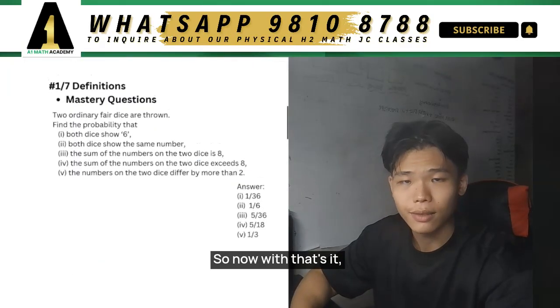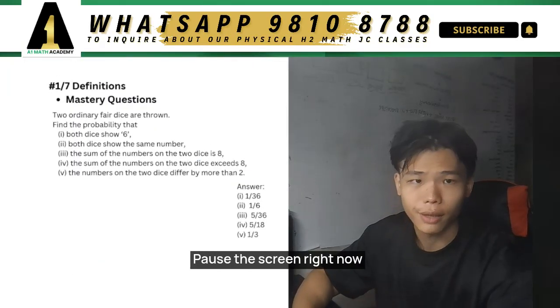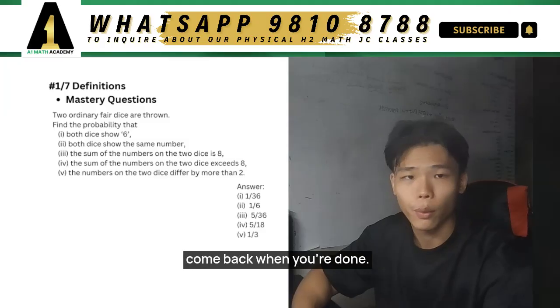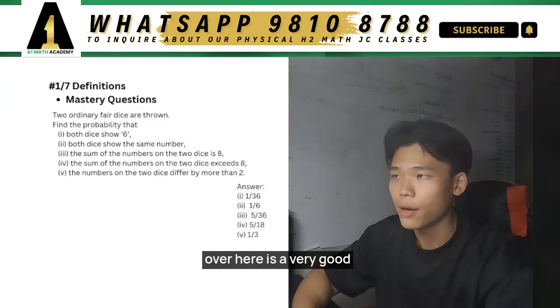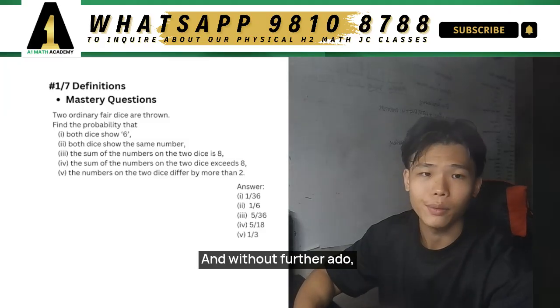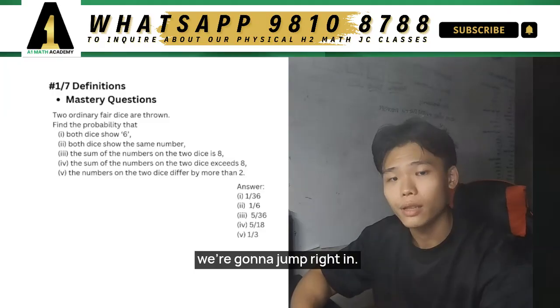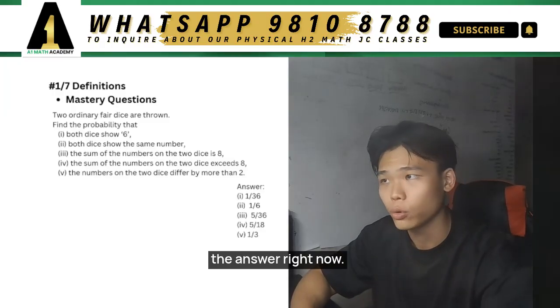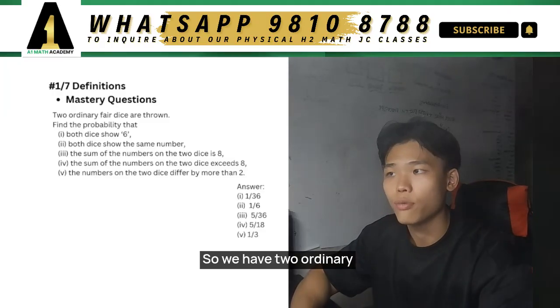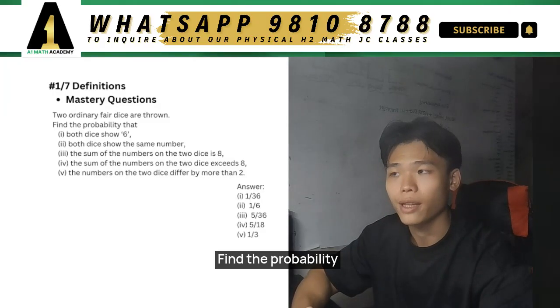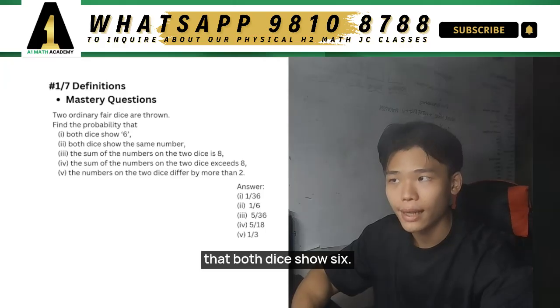So now we can say, try this question now. Pause the screen right now to tackle this question, because this question over here is a very good question to recap basics. And without further ado, I'm going to jump right in, so make sure to pause to do this. Now I'm going to go through the answer right now. So we have 2 ordinary dice, right? Find the probability that both dice show 6.